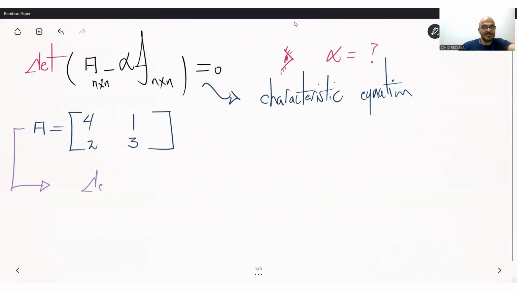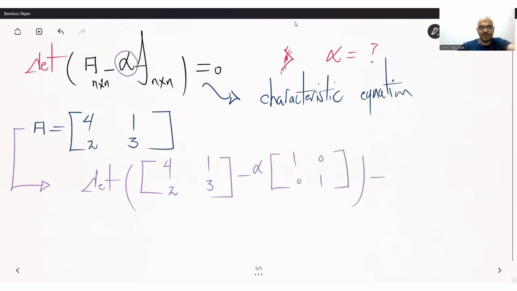And I know that the determinant of this matrix, which is 4, 1, 2, 3, minus alpha times the matrix 1, 0, 0, 1, should equal 0. This is exactly this expression: the determinant of matrix A minus alpha times I. I is a 2 by 2 matrix. Every element along the diagonal is 1, and all the other elements are 0.